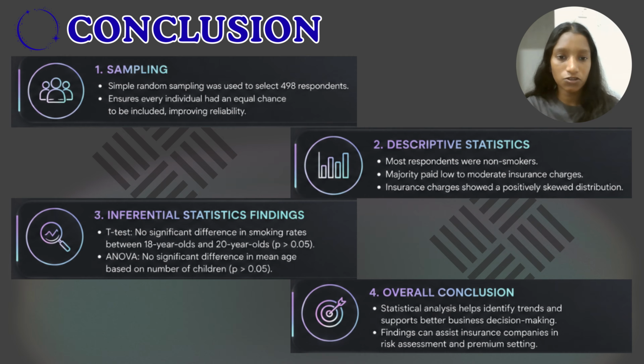Next, based on the inferential statistics, the independent sample t-test showed that there was no significant difference in smoking rates between 18 years old and 20 years old because the p-value was greater than 0.05. Similarly, the ANOVA test found no significant difference in mean age based on the number of children. Overall, this study shows that statistical analysis is useful in understanding customer patterns and supporting better business decisions, especially in insurance risk assessment and premium setting.